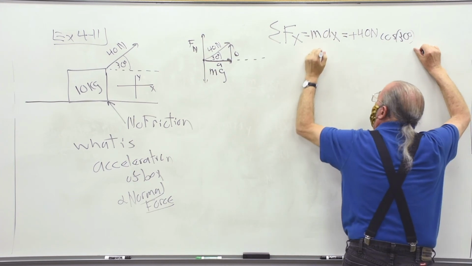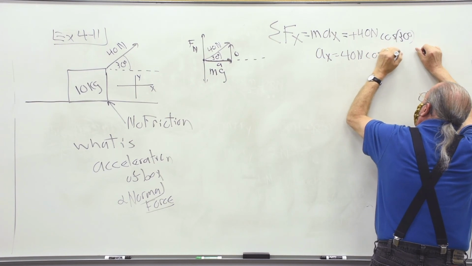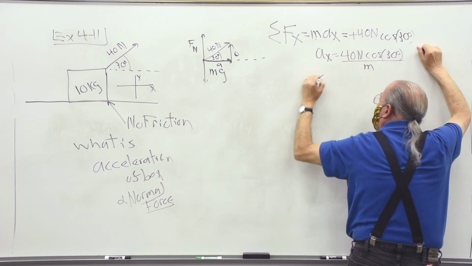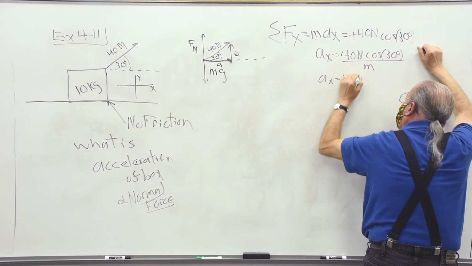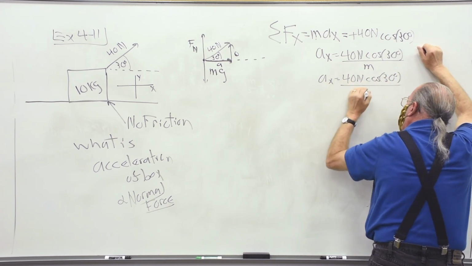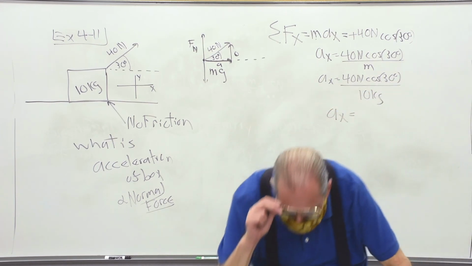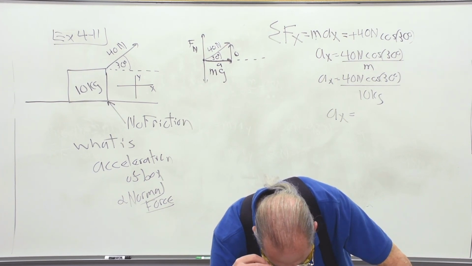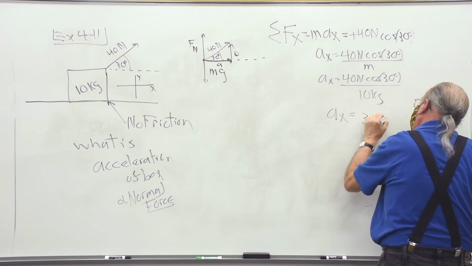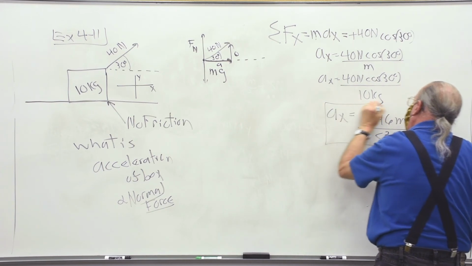Divide both sides by m. A sub x is 40 newtons cosine 30 degrees divided by the mass. So this is 40 newtons cosine 30 degrees divided by 10 kilograms, and that gives us the answer, which is 3.46 meters per second squared. So we've got that.